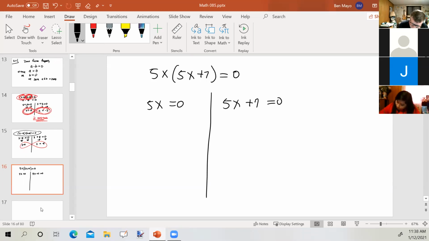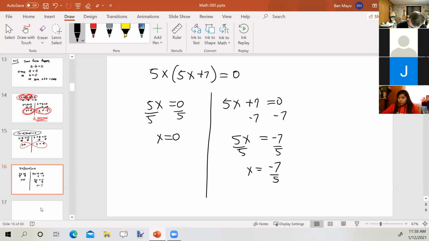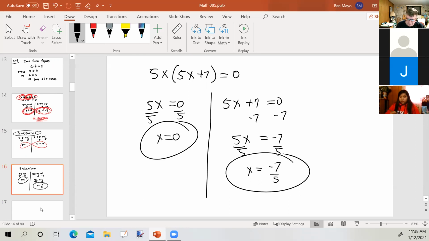Well, if 5x = 0, dividing both sides by 5, we get x = 0. If 5x + 7 = 0, solving for x, we would first of all subtract 7 from both sides of the equation, then divide by 5, so we get x = -7/5. So x is 0, x is -7/5.